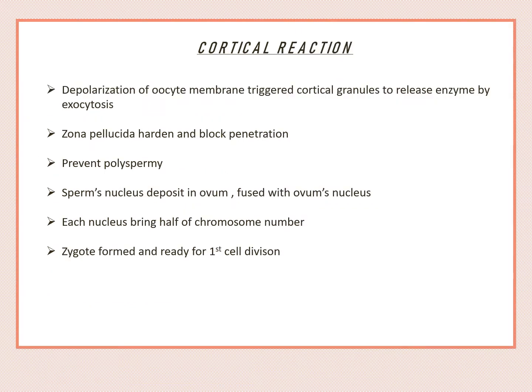The last stage of fertilization is cortical reaction. During cortical reaction, cortical granules of the egg will release enzyme that will harden the zona pellucida layer. This is to prevent additional sperm cells from fusing with the egg's plasma membrane. Later, the envelopes of nuclei from sperm and ovum will be dispersed. Male and female pronuclei will fuse to form a diploid zygote. The zygote that forms will be ready for the first cell division.